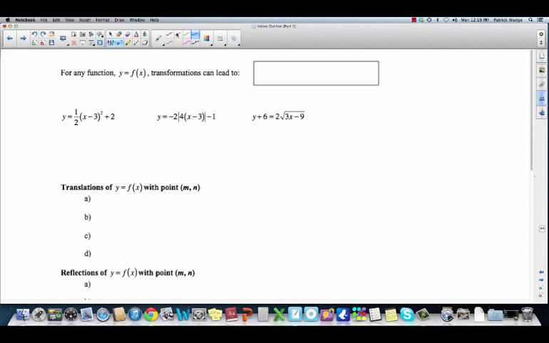It can look as complicated as something like this. It could look like y equals a f of b times x minus c plus d. What does that mean? Well, that means, as you can see, we've changed y equals f of x to y equals all this. We've added a whole bunch of things. We've added an a, b, c, and a d. And each of those letters does something to the graph.